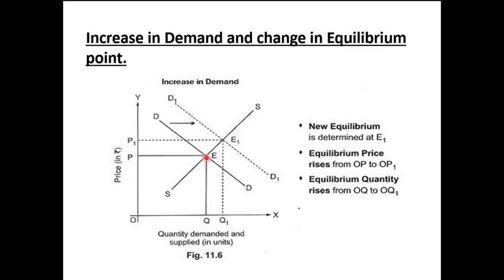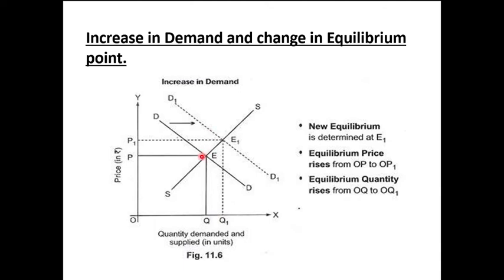At the point of equilibrium, you can see the equilibrium quantity demanded and the equilibrium price. So here you can say at the equilibrium point OE, the equilibrium price is OP, and the equilibrium quantity is OQ.